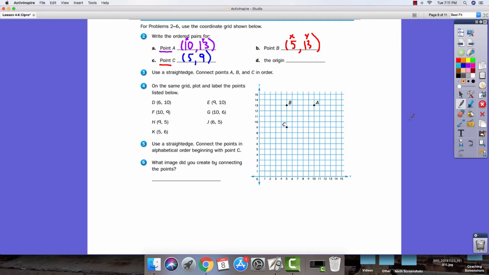So that's what your ordered pair should look like. Again, make any changes if you need to. Pause the video and fix anything. All right, so now that you've labeled point A, point B, and point C, you've written the ordered pairs for that correctly. Let's look at D.